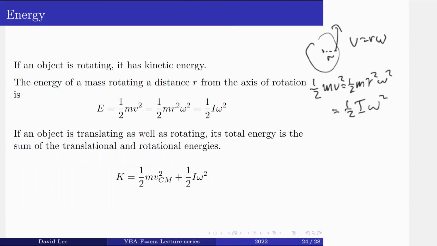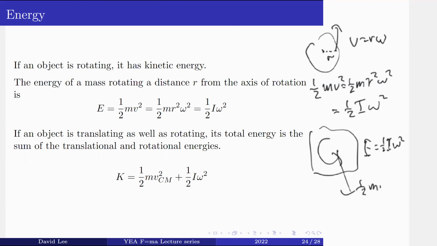Okay, so what this basically says is when we have an object that's rotating, the kinetic energy associated with that is 1/2 I omega squared. And if it's also moving and rotating, well, we can just add up the 1/2 mv squared, where v is the velocity of the center of mass. We can just add on our rotational kinetic energy, and that will give the total kinetic energy.